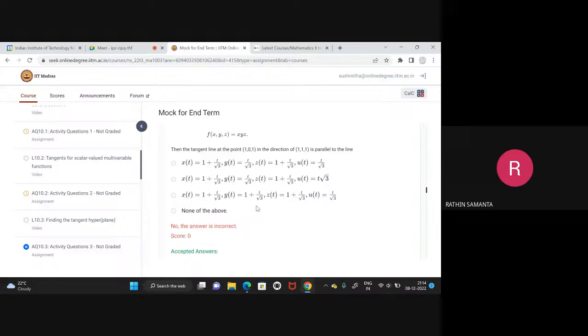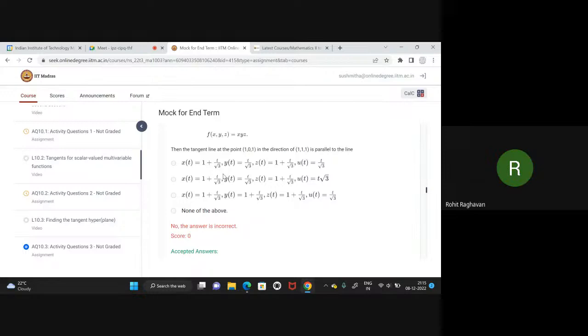But they're asking for the line parallel to, right? They are not asking for the equation of the tangent line, meaning the given line has to pass through 1, 0, 1, right? Ma'am, then the entire line will go one unit up. Then the first one will be 2 plus t by root 3, the second one can be 1 plus t by root 3, and the z of t will be 2 plus t by root 3. If only one coordinate goes up, then it will not make any sense, right?